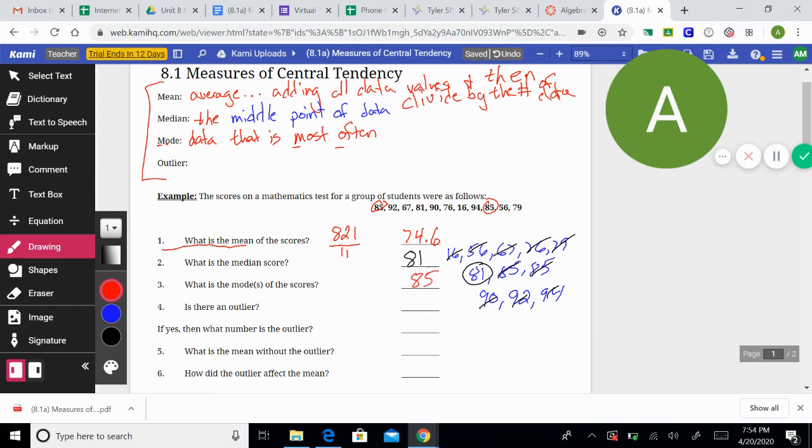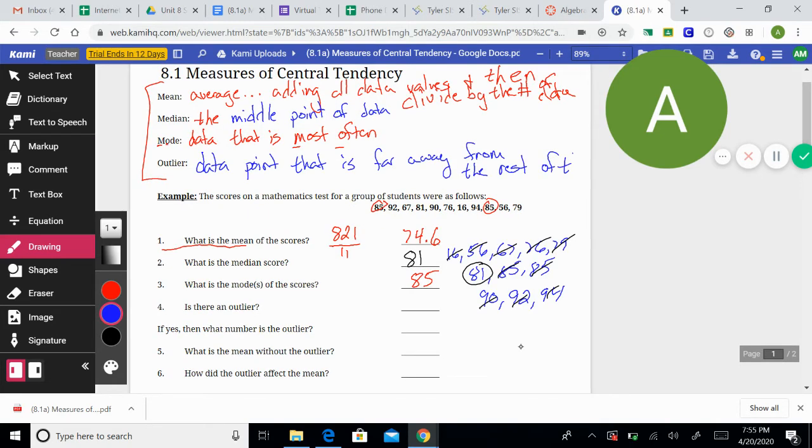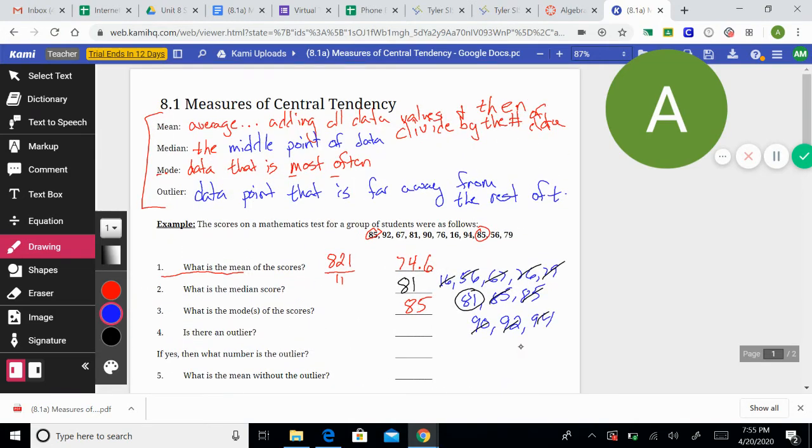Okay? Now, the last thing we have to talk about is an outlier. An outlier is an oddball out. It's a data point that is far away from the rest of the data. Sorry guys, it's freaking out. I don't know what its problem is. Okay, so it's just a data point that's far away from the rest of the data.